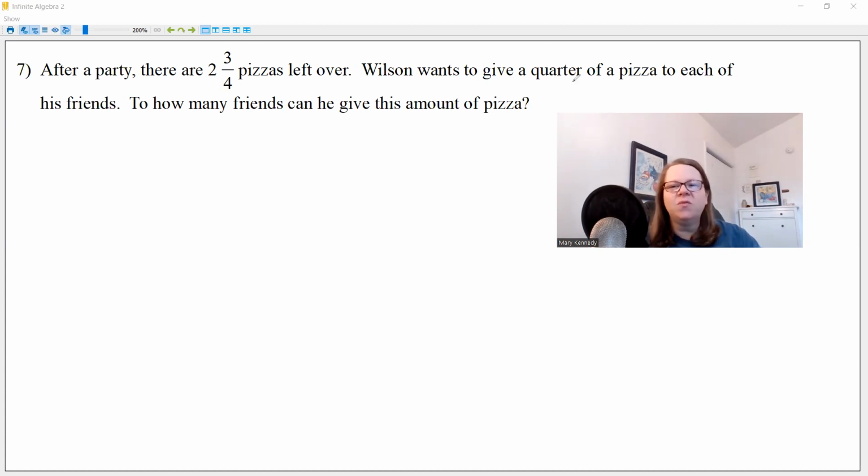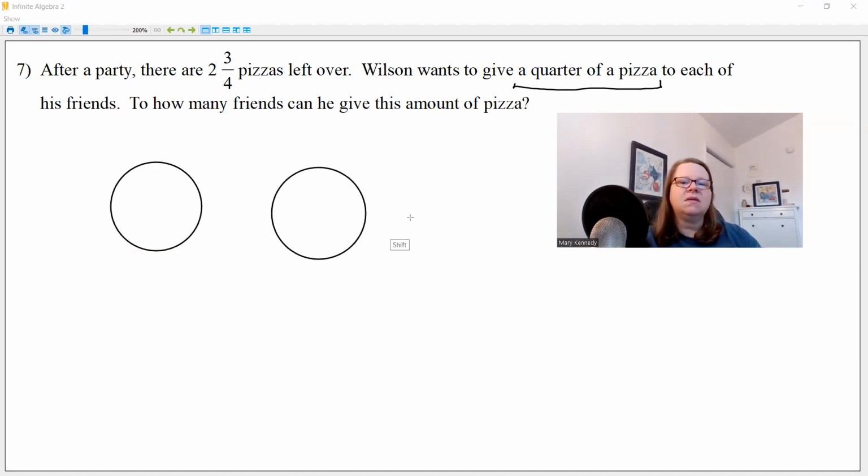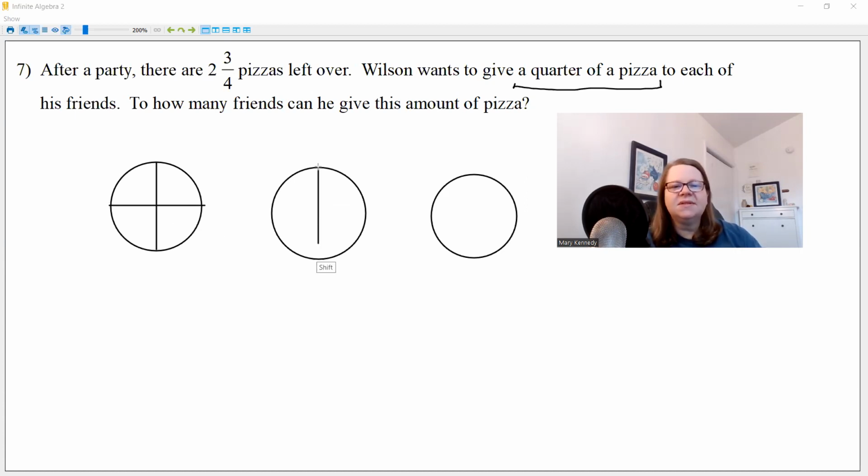So Wilson wants to give a quarter of a pizza to each of his friends. It's very generous. So how many friends can he give this amount of pizza? So I think one way to do this is to simply say, okay, let me say that we have some pizza here. And let's see, this is all in fourths, right? So we'll generally sketch cutting this into fourths. So something like that.